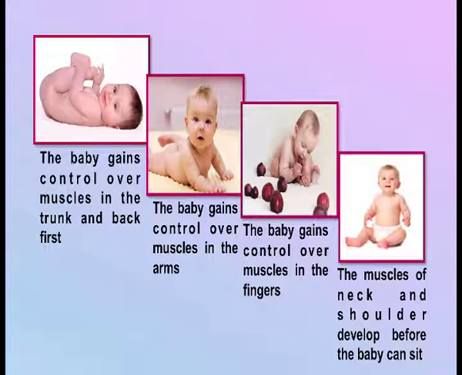The baby gains control over muscles in the trunk and the back first. The baby gains control over muscles in the arms. The baby then gains control over muscles in the fingers, and the muscles of neck and shoulder develop before the baby can sit. Now in the picture you can see that there is a transition. First the child was only able to lie down and then slowly developed his or her muscles and then gradually takes control over the muscles in the fingers. The muscles of the neck and shoulder develop before the baby can sit. So this is how the development proceeds.